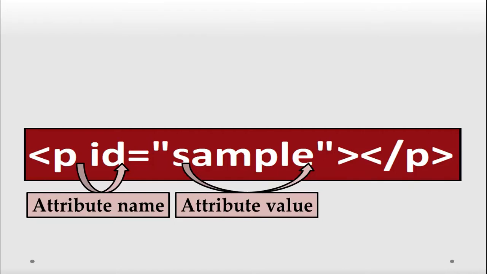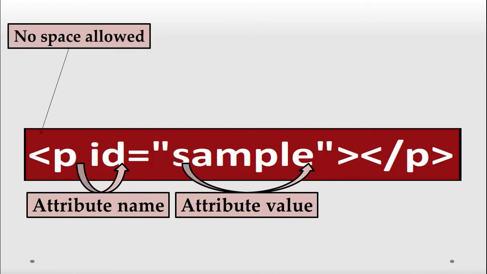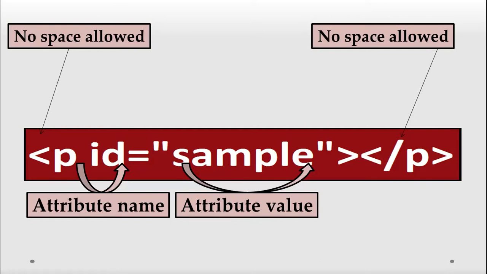For example, ID attributes being assigned have to be unique within the scope of the entire HTML document. Now let me go over some of the basic spacing rules. No space is allowed to exist between the opening bracket and the tag name, and space is not allowed between the opening bracket and the forward slash of the closing tag.